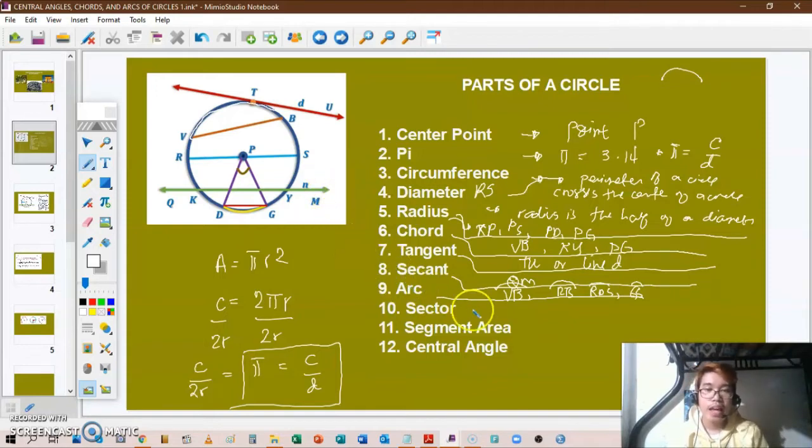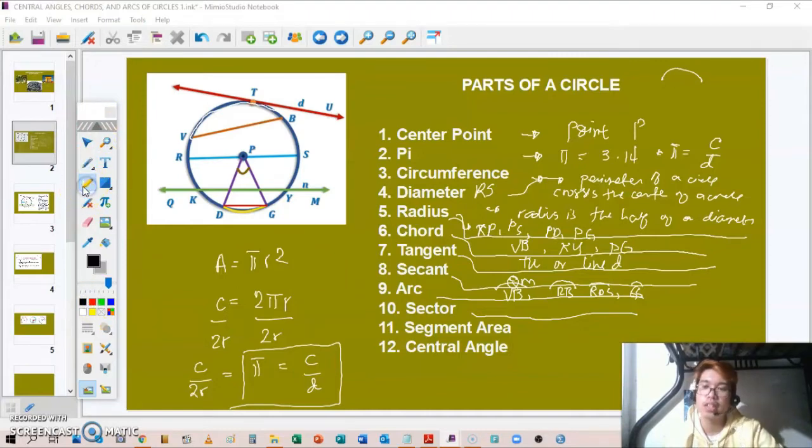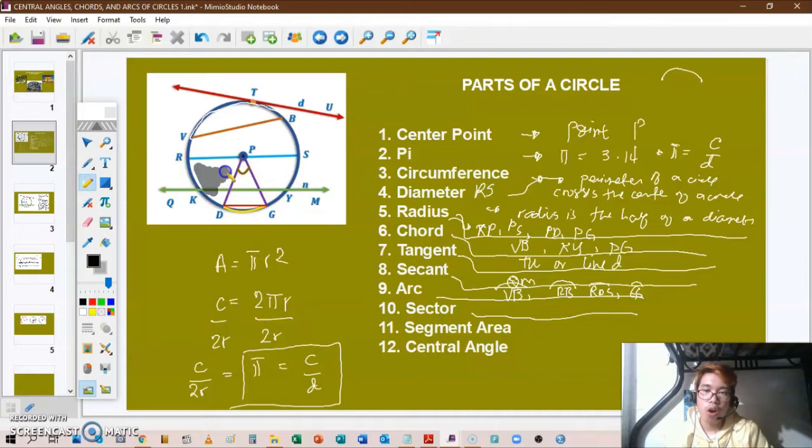And then we have the sector. The sector is kind of like an area on a circle. Let's use a different color so that you guys can see. For this one, we have a sector RPD. So that's a sector. It's an area that emanates or can be found on a circle. So we have here sector RPD.